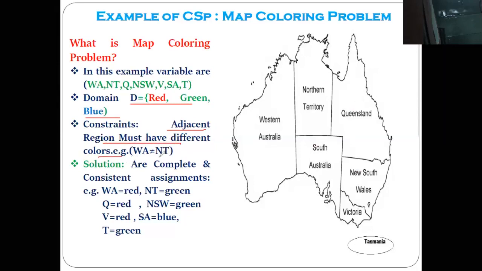Now here you can see WA and NT. These are adjacent to each other. Can we give the same color to this region and this region? No. Understood. Now, for example, let's try to color this. Suppose we give red to this region. Then suppose we give green here. Can we give green here? Yes. It is satisfying the constraint.